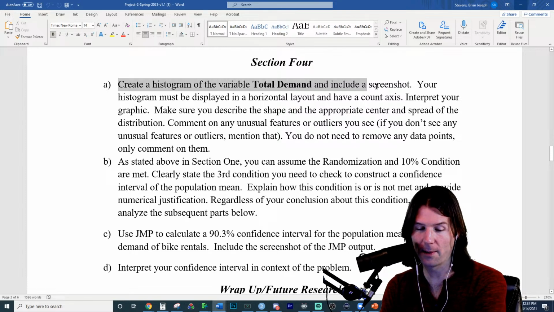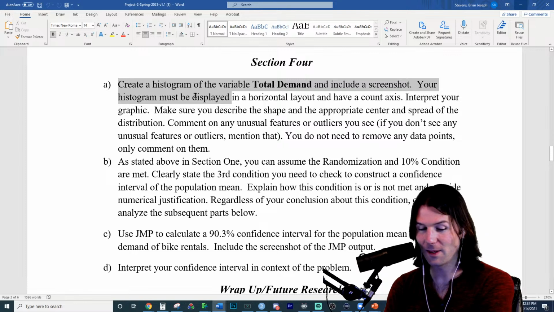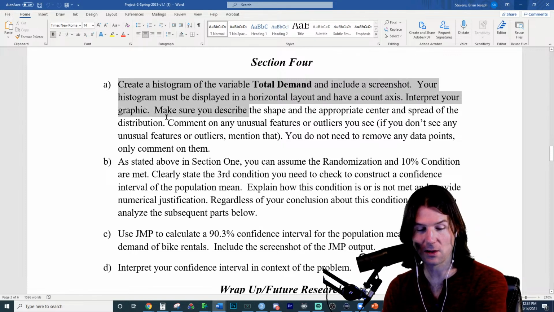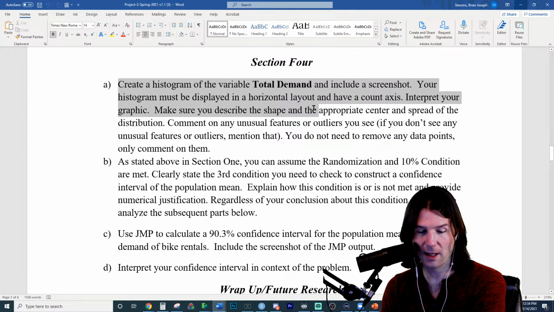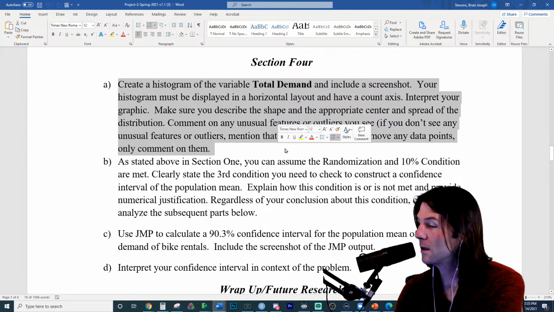Create a histogram and include the screenshot. Your histogram must be displayed in horizontal format and have a count axis. Interpret your graphic. Make sure you describe the shape and appropriate center and spread. So it's total demand, and spread of the distribution, common and unusual features if you see any. Okay, so total demand right there.